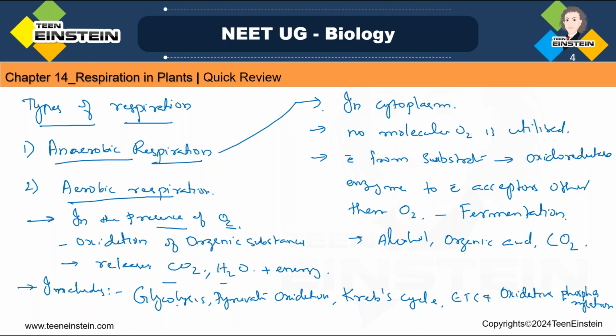So all these processes together make aerobic respiration. Aerobic respiration consists of 5 independent major processes: glycolysis, pyruvate oxidation, Krebs cycle, electron transport chain, and oxidative phosphorylation. Clear? These are the steps which make up aerobic respiration. So here we can differentiate aerobic and anaerobic respiration and the processes included in aerobic respiration.